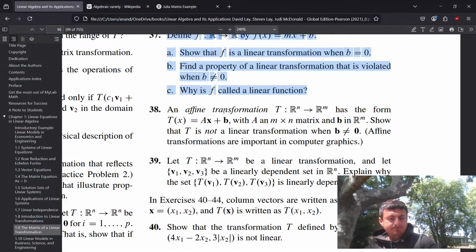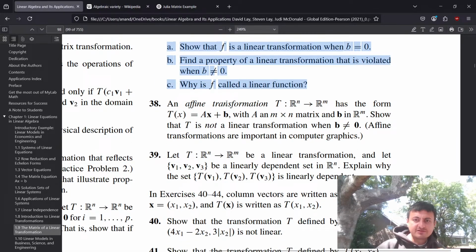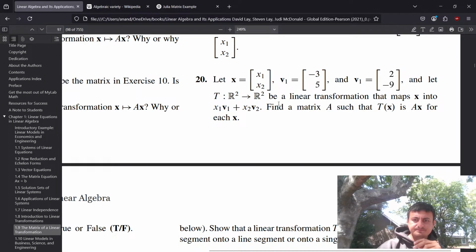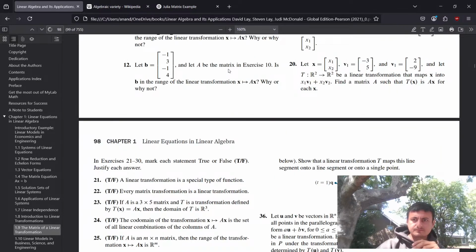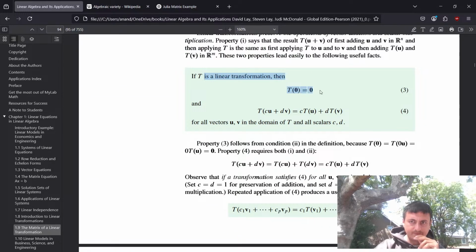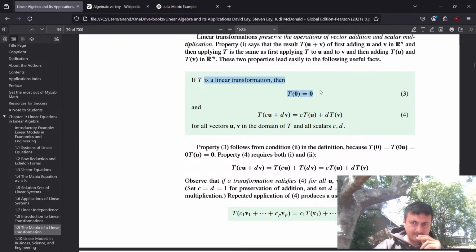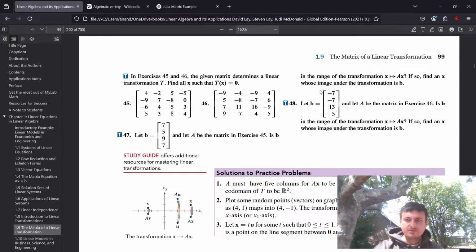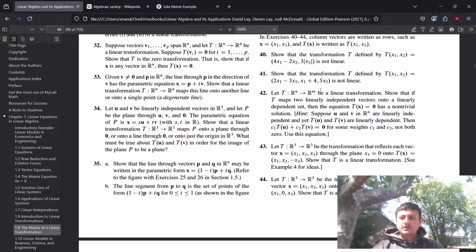Thanks, Vesey. Okay, an affine transformation has the form... Show it's not a linear transformation. Well, we can just see with the same thing, the 0. And I think above, yeah, we had a corollary. Yeah, there are so many problems.